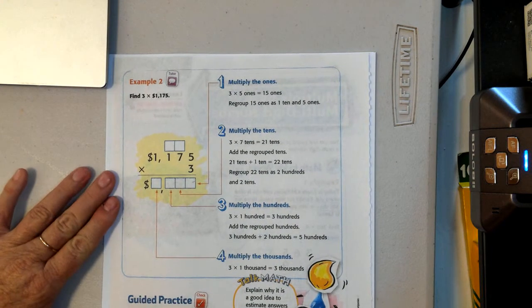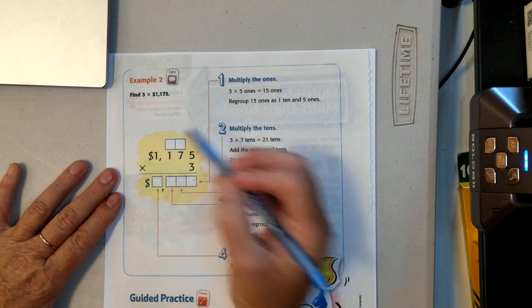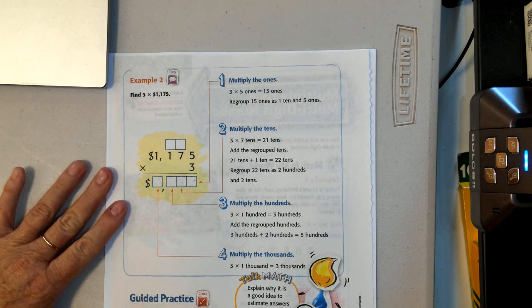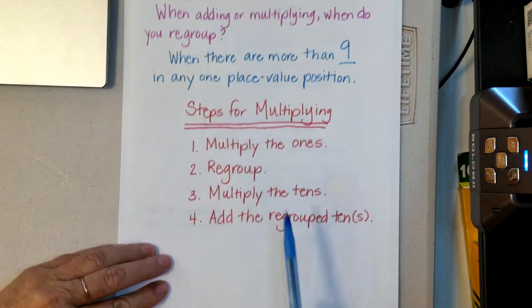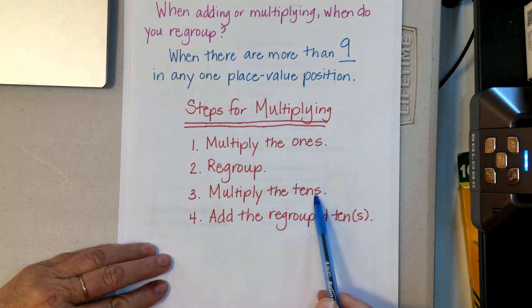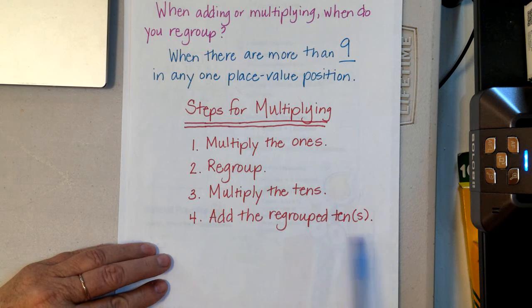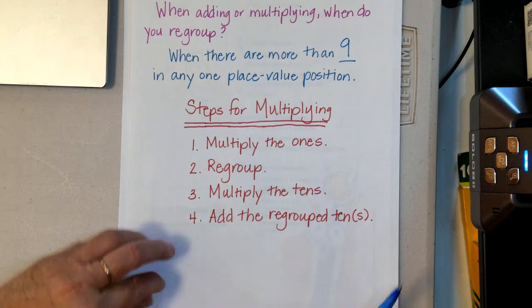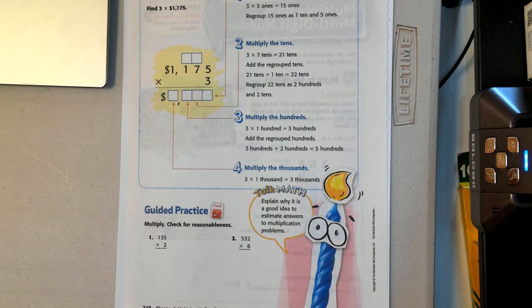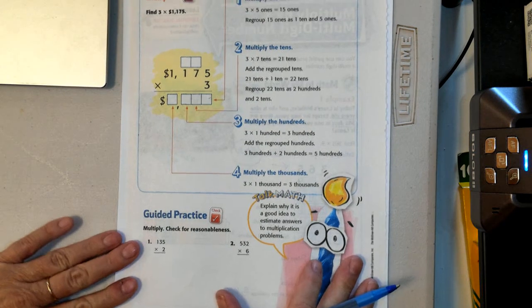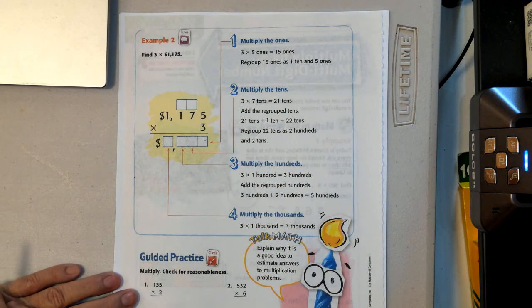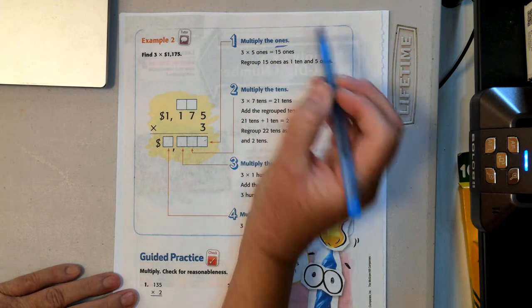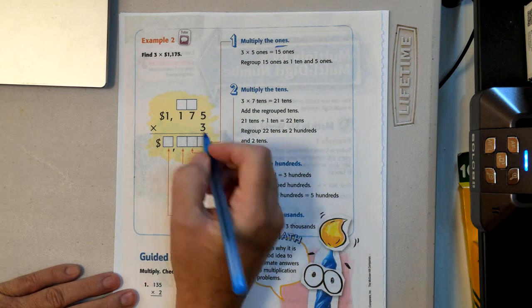Now I'm going to go ahead and do this example. Okay. This is the mommy-daddy method where we are just going to make sure we're doing all of our regrouping. Okay. Remember the steps from the last one. We just multiply the ones, regroup, multiply the tens, regroup, multiply the hundreds, regroup, multiply the thousands, regroup. You're just going to keep moving it over as you go, however many place values you need to. Okay, so first step. Well, it's 3 times 1,175. Multiply the ones. 3 times 5 ones, I get 15 ones.